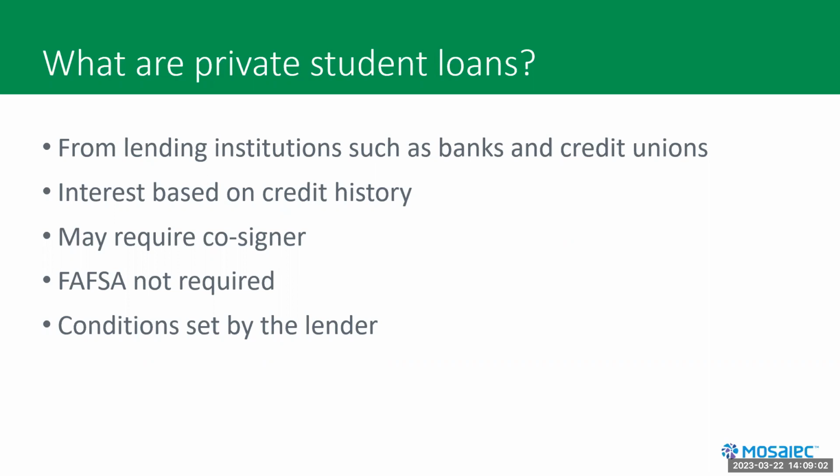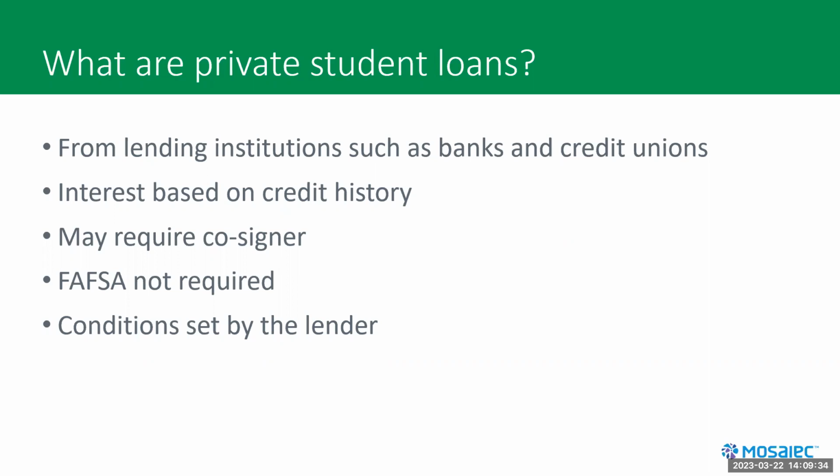But in general, private loans are loans that are offered by lending institutions, such as banks and credit unions, and the interest rate on them is based on your creditworthiness. So normally if you have a higher credit score, the lower interest rate that you may get, whereas the lower credit score, the higher interest rate you may be offered. If you don't meet the credit requirements, then you would have to get a cosigner that is creditworthy in order to take out the loan.